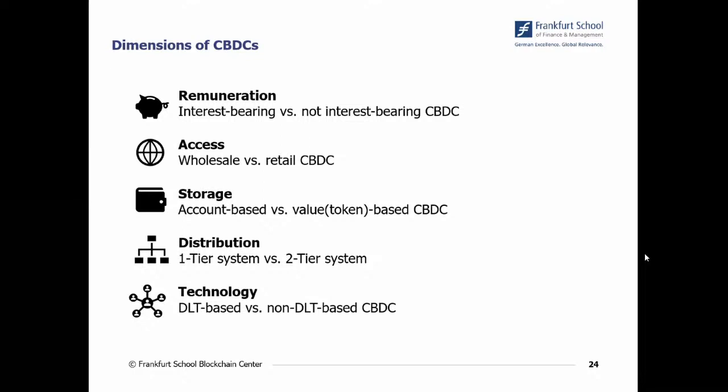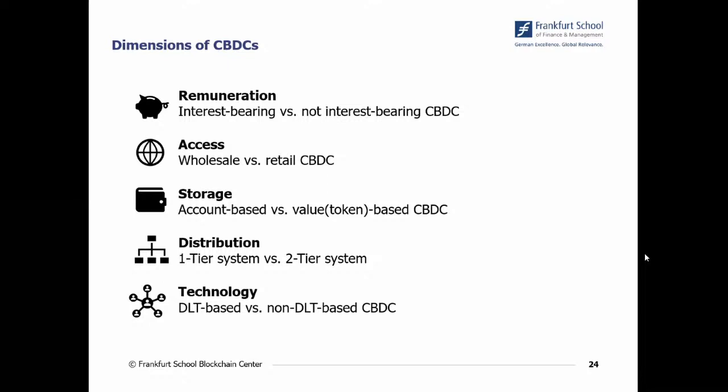What are different dimensions here? A CBDC is not equal to a CBDC. There are differences about remuneration, access, storage, distribution, and also technology. About remuneration, a CBDC can be interest-bearing, meaning that it provides an interest income to the holder, or it can be non-interest bearing, meaning that, similar to cash, you do not get any interest if you hold this form of money. The second one is access. You have wholesale versus retail CBDC. Wholesale CBDC is central bank money which is available only for banks. But retail CBDC is available for everybody, for all clients and companies. This is the CBDC we actually refer to, and also the media refer to when they talk about CBDC.